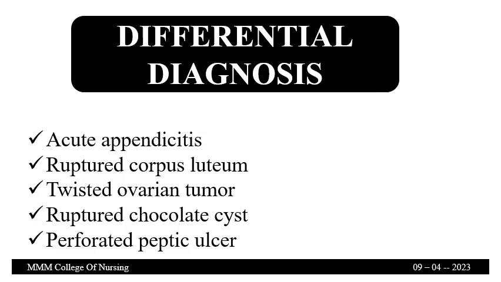The differential diagnosis. We can wrongly diagnose, as the patient may have acute appendicitis, ruptured corpus luteum, twisted ovarian tumor, ruptured chocolate cyst, perforated pelvic ulcer.